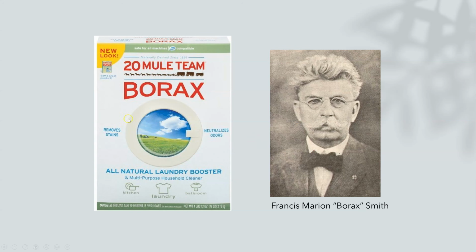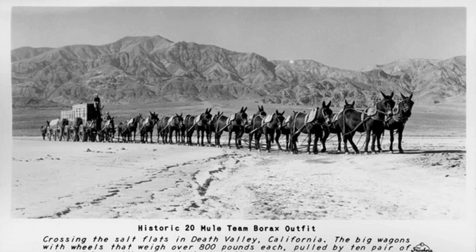So if you've ever bought borax for your laundry, you've probably seen the 20 mule team on there. The 20 mule team was from 1891. And this is Francis Marion Borax Smith. So he was the founder and owner of this 20 mule borax team. Here's a photo of the team. So you can see this is a very long train, and they have all of this borax that they're hauling from Death Valley.